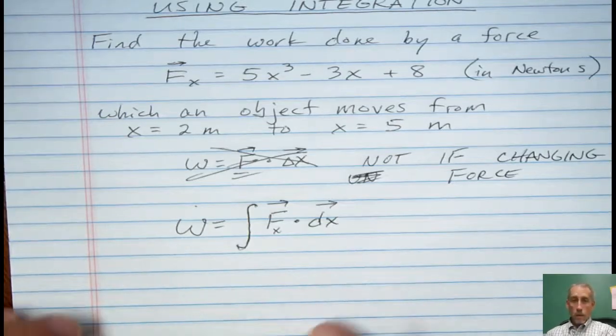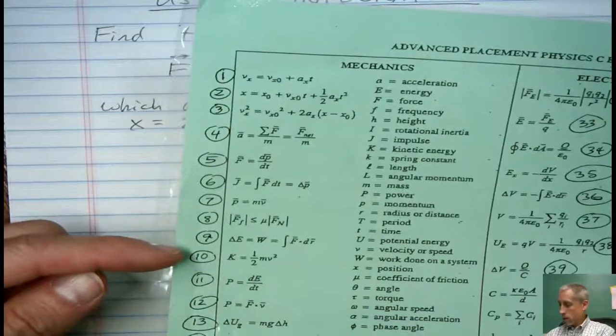So that's what this equation means. On the AP reference sheet, it's written very similarly. It's right up here, equation number 9.